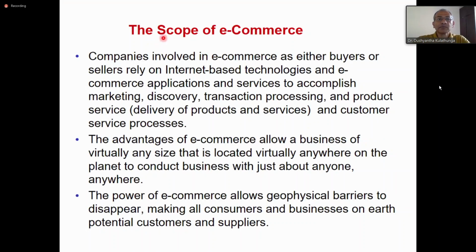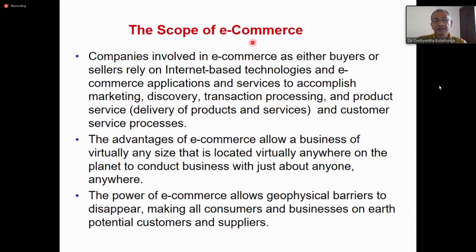So then we will be moving to the next subtitle, the scope of e-commerce. Companies involved in e-commerce, as either buyers or sellers, rely on internet-based technologies and e-commerce applications and services to accomplish marketing, discovery, transaction processing, and product service, that is delivery of products and services, and customer service processes.